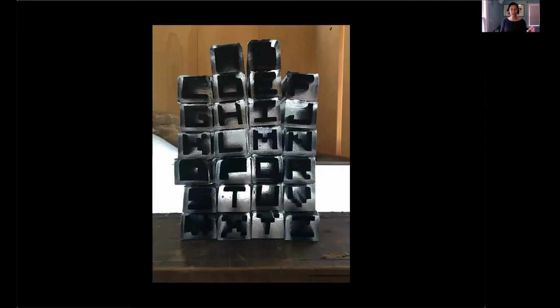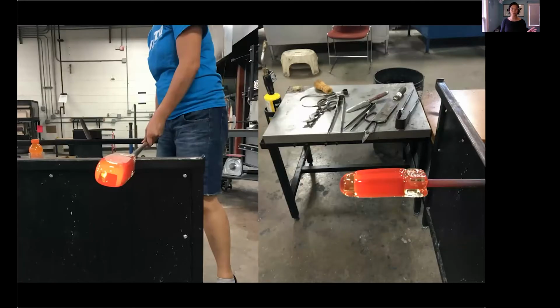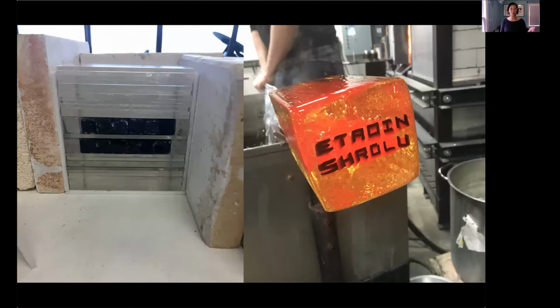I fuse a slug like this. I fuse lots of slugs like this. They get warmed up in a kiln to about 1,000 degrees. They get picked up. I add a little bit of clear glass onto the end of them, and that gets pulled into straight rods. Not super visible on the left, but that on the left is the cold version of what you're seeing on the right.